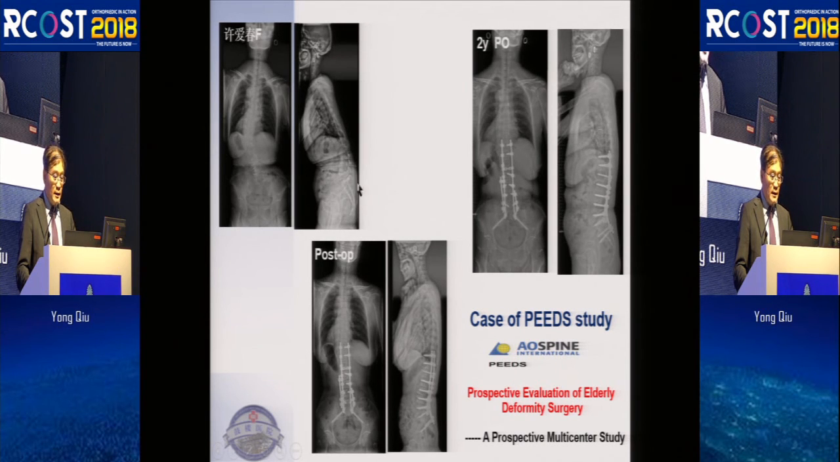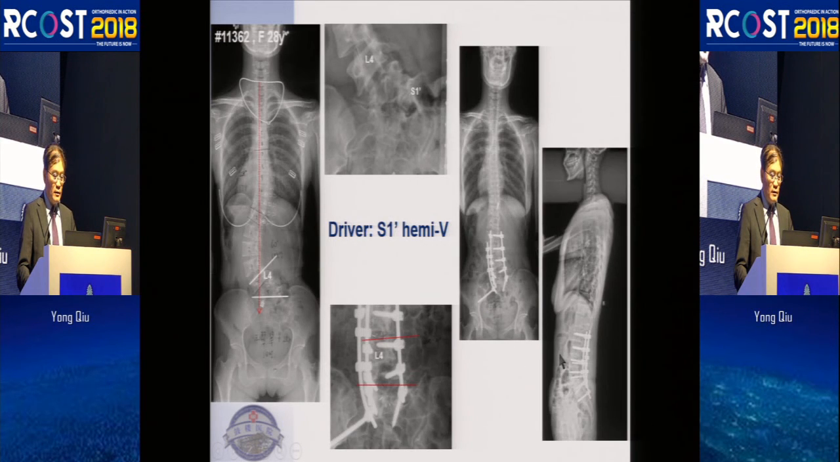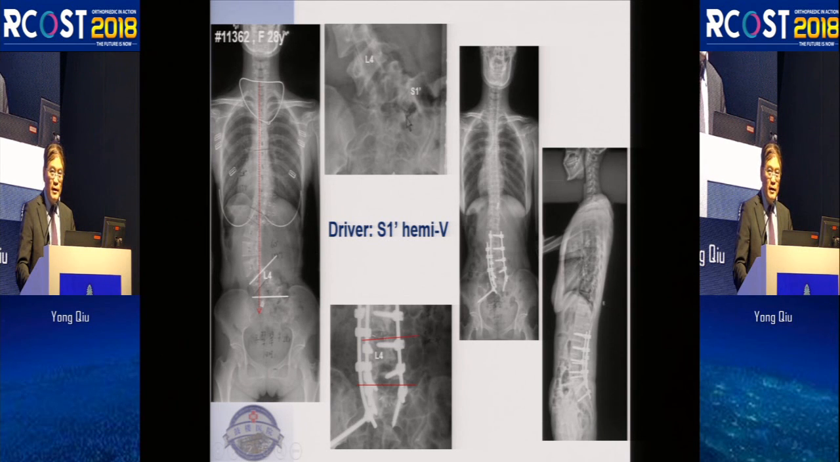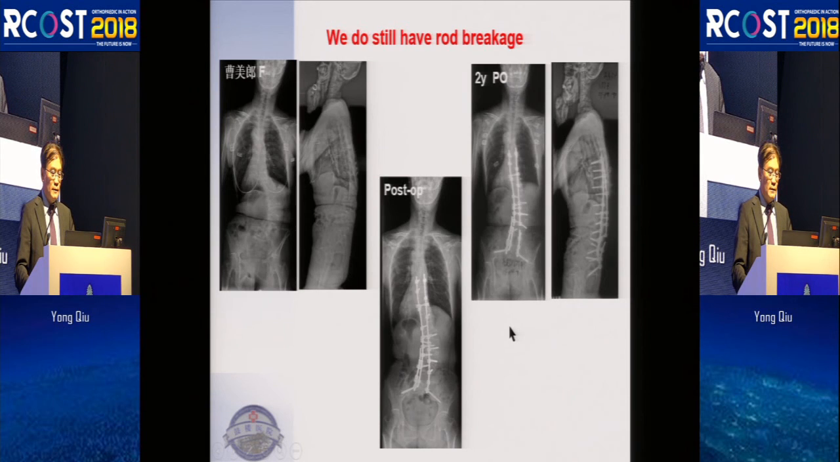And here is another case, kyphotic, type C, and after surgery. So this is a patient. The driver of the imbalance in the coronal plane in this patient is an S1 hemivertebra. So remove it completely and level L4. Level L4, you can see that you don't have to do long instrumentation. And we do have some rod breakage with multi-rod.